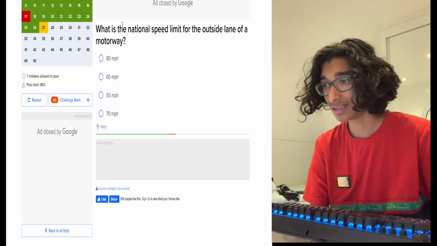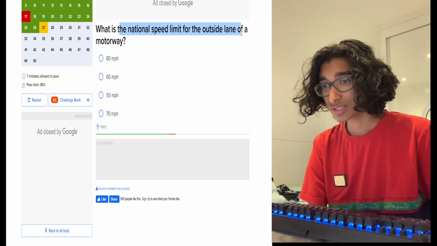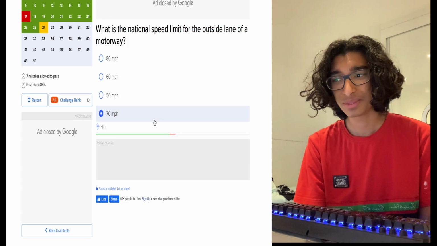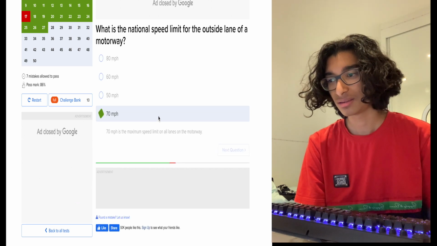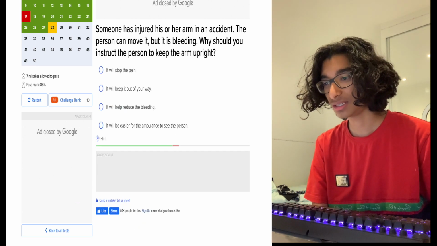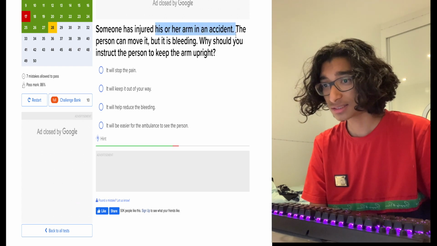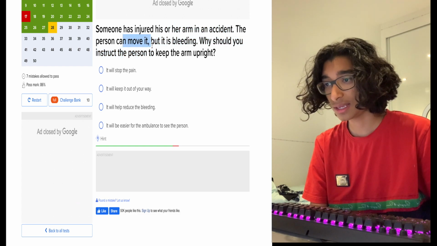Insurance details, obviously. National speed limit outside lane of the motorway, 70 miles per hour. I think they were going to change it to 80, but I know it's 70 because I've never seen 80. It's 70, yeah. Someone has injured his or her arm in an accident. The person can move it, but it's bleeding.